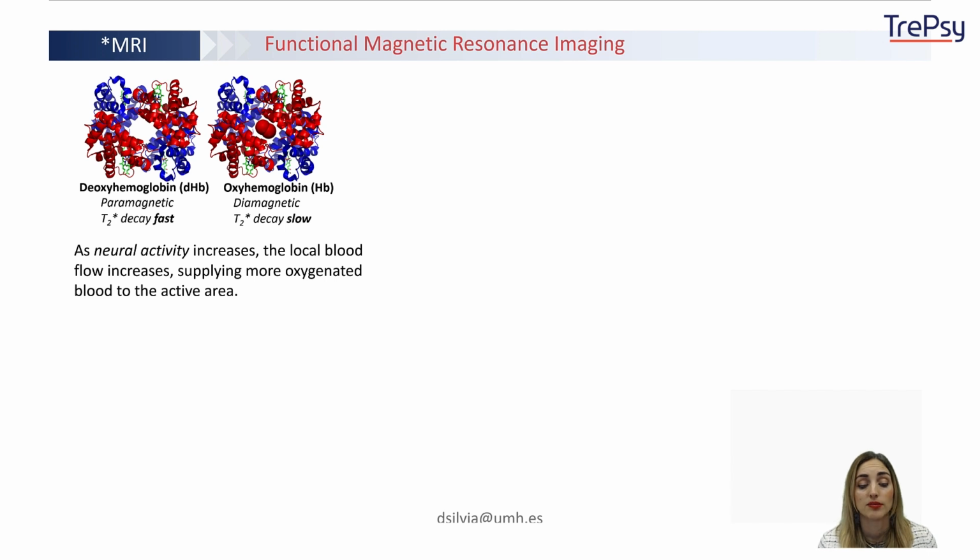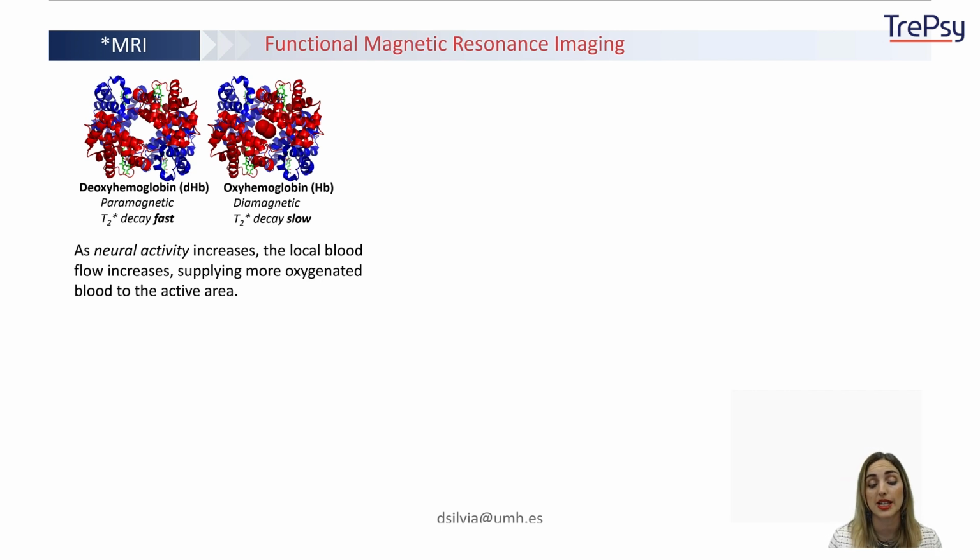So this is the key behind the technique called functional magnetic resonance imaging, or functional MRI, or fMRI. As neural activity increases, the local blood flow increases too, supplying more oxygenated blood to the active area. Which means that the ratio between deoxyhemoglobin and oxyhemoglobin changes. Deoxyhemoglobin and oxyhemoglobin have very different magnetic properties. The first one is paramagnetic, and the second one is diamagnetic. They have a different impact on the way in which the spin of the water goes back to the equilibrium.